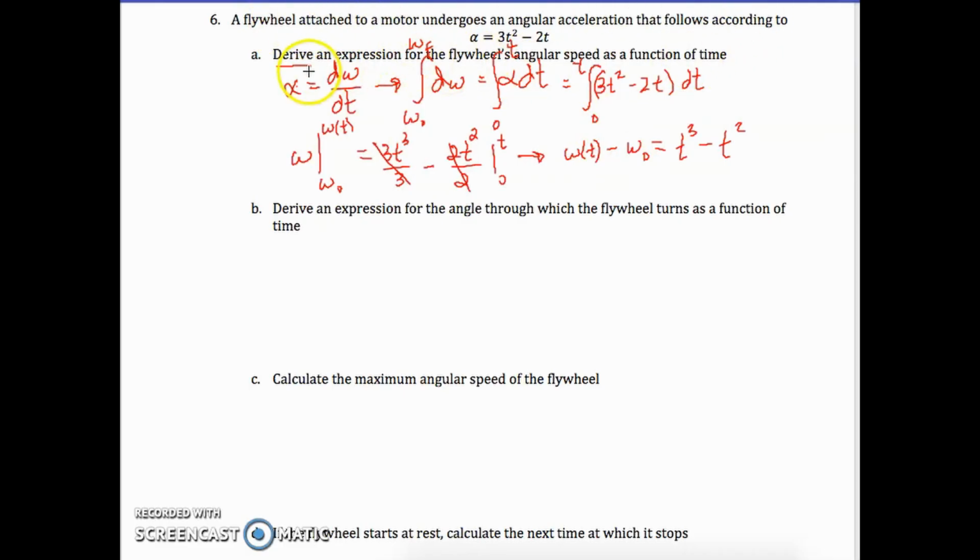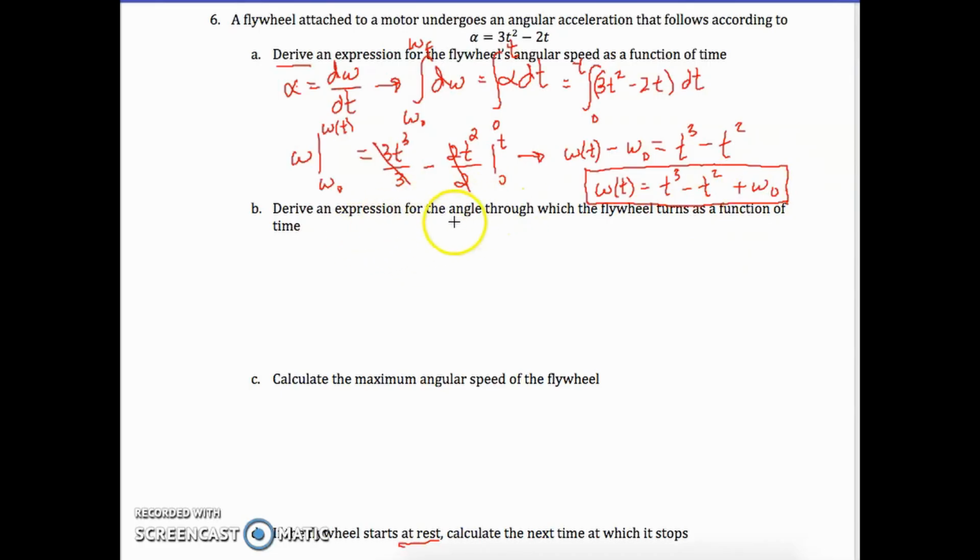Now, there's no information given here about what the original speed is, so we should leave our equation like this, where here's our speed as a function of time, and whatever the original speed is goes here. Probably that will become 0 at some point later on. Oh, if you look down here at part D, if the flywheel starts at rest. So later on, I'll tell you that it starts at 0. But for right now, we need to leave it as omega naught.